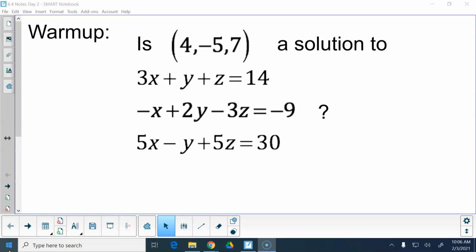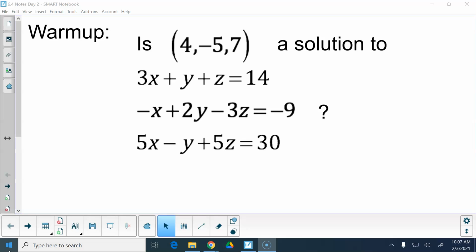Okay. Which one didn't work for you? First, second, or third? All of them didn't work? Okay. All right. Now, did you have to do all of them? Probably not. No, because if one doesn't work, then it's definitely not a solution to the system. Okay. You only got to keep going on to the next one if it works.